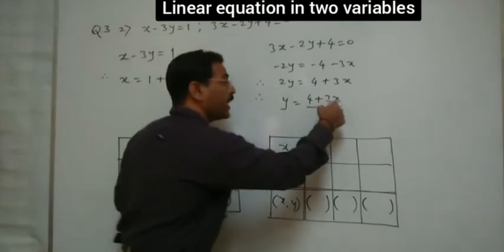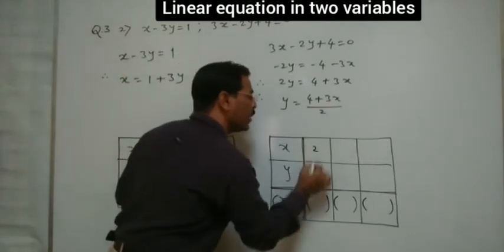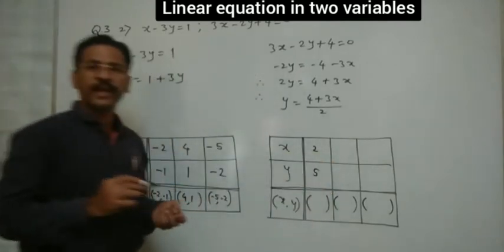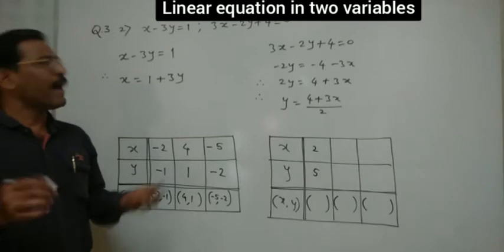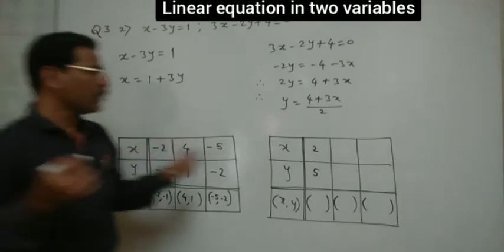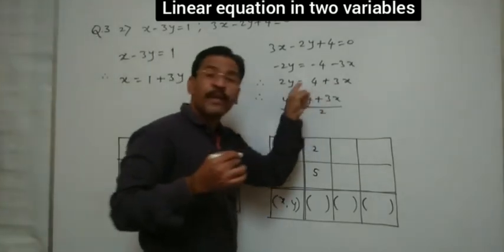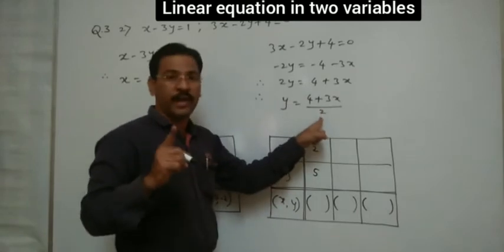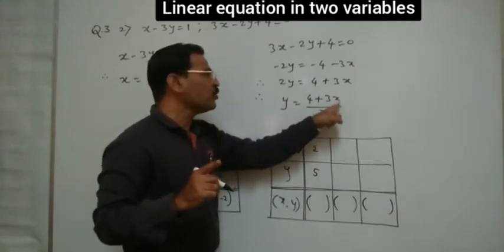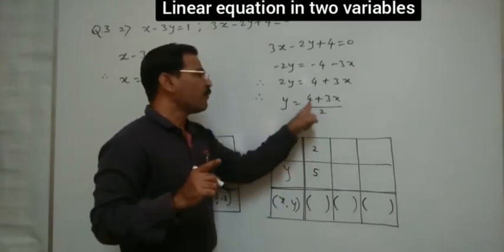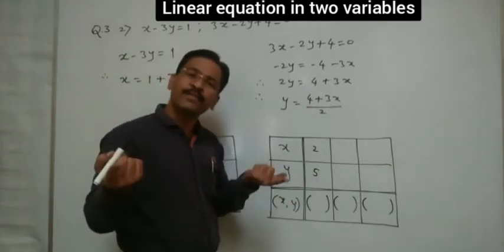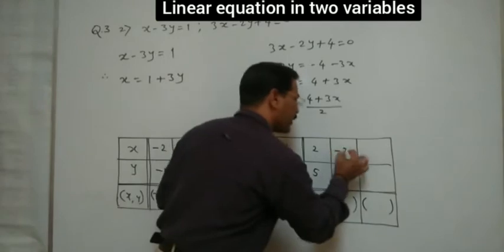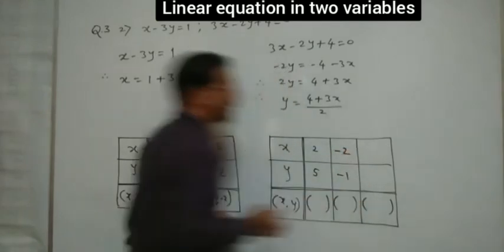That means here x value will put here 2. It will get 5. Okay. One more value. Now I'll put here minus 2. Let's see here. Okay, whole numerator should be divisible by denominator. So if we put here minus 2, 3 to the 6, minus 6. 4 minus 6, minus 2. Minus 2 upon 2, minus 1. Okay, if we put here minus 2, then we get minus 1.